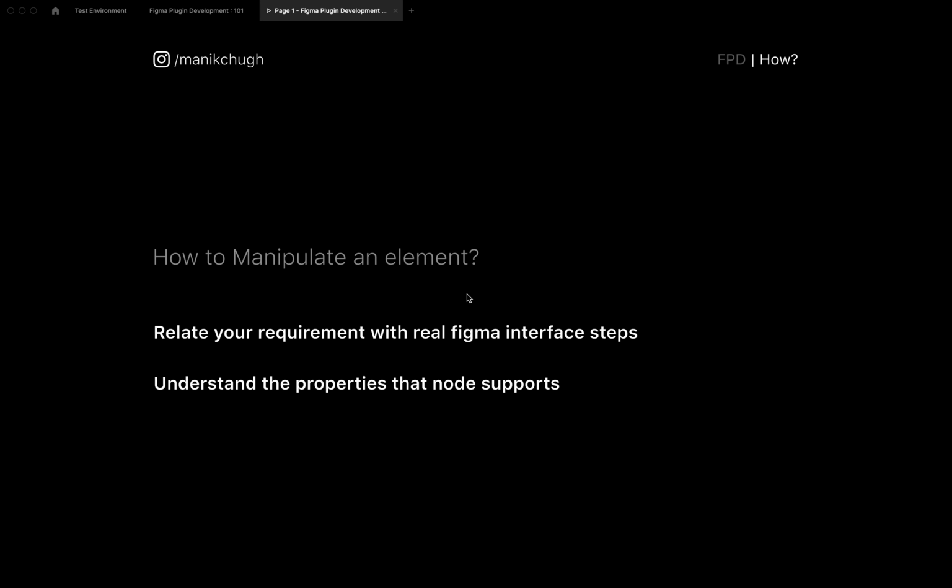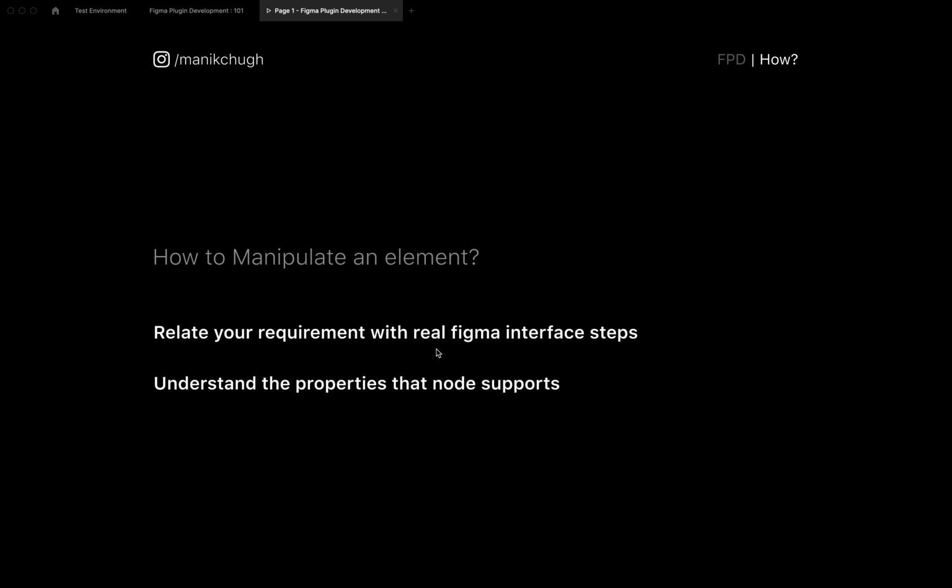Now that we have an idea of how we can select and understand the node, we should also see how we can manipulate the properties which are supported by that node. Now I prefer breaking this down into a two-step way, where I first try to relate the requirements to the real Figma interface steps. By that what I mean is I try to perform those actions which I want to automate with the plugin in Figma itself first, and then I try to observe the steps which are required. Now after that, once I know the steps which are required, I try to relate the properties which I need to manipulate in those steps to the node which needs to be manipulated.